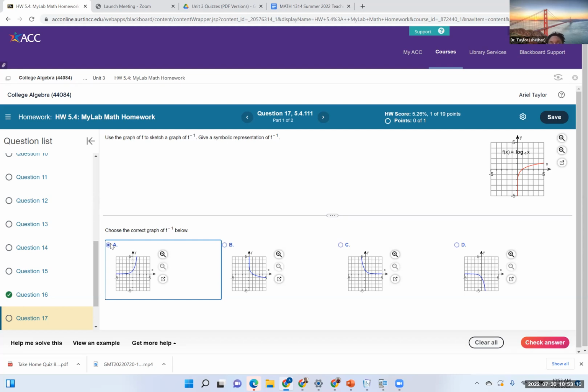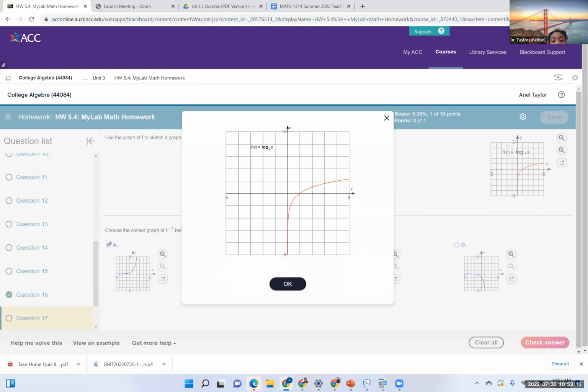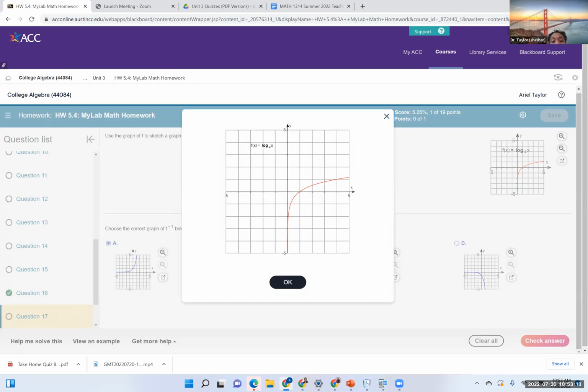Another thought about it is, if you were to fold the original function across the diagonal, the answer would be equivalent to A. If you folded it diagonally across the graph, then you'd end up with the answer choice of A.